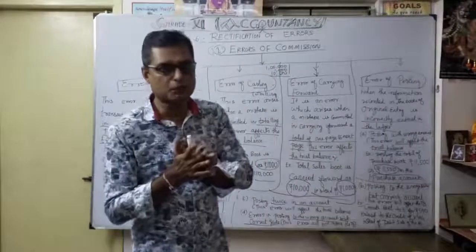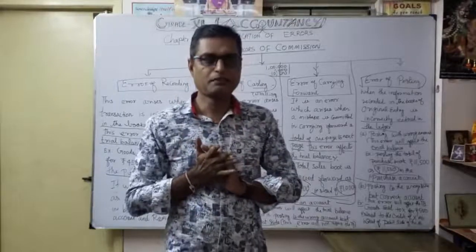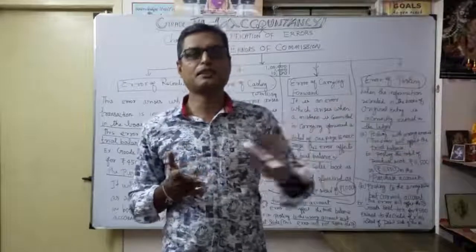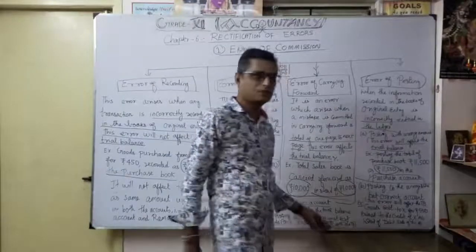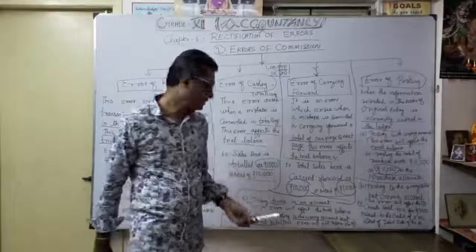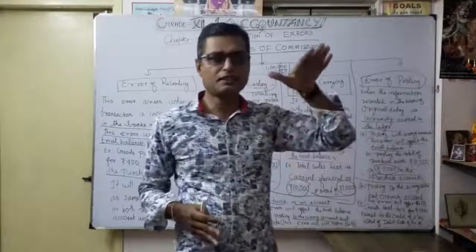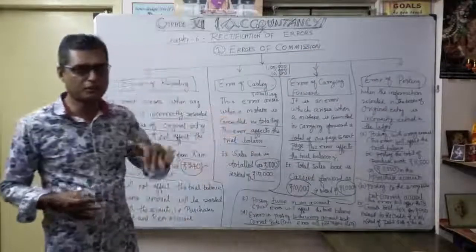The best example I will tell you: you purchased furniture, but you entered it in some other head, some other expenses head. That's what they said: error in posting to the wrong account, but the amount is correct. So this error will not affect the trial balance, because the amount is correct and the side is also correct. Only the head is wrong, the account head is wrong.